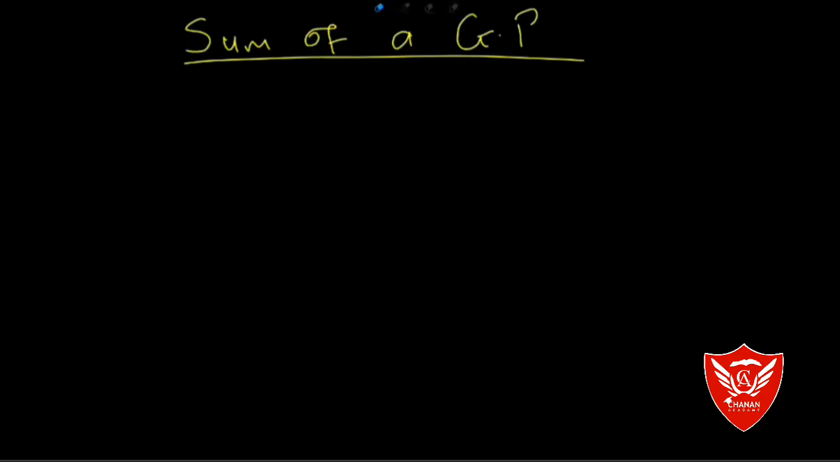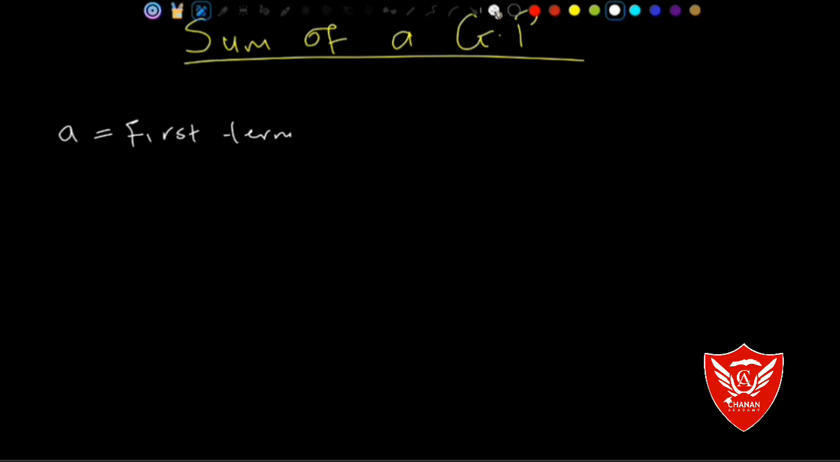Sum of a geometric progression, GP. Suppose we are given a geometric progression where a is the first term and r is the common ratio. Then the sequence is going to be a, ar, ar squared, up to ar^(n-1). So this is how the sequence is going to be.